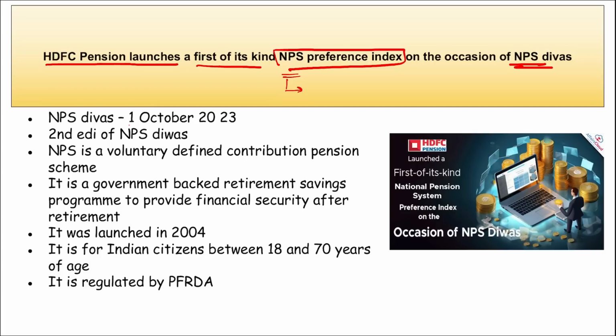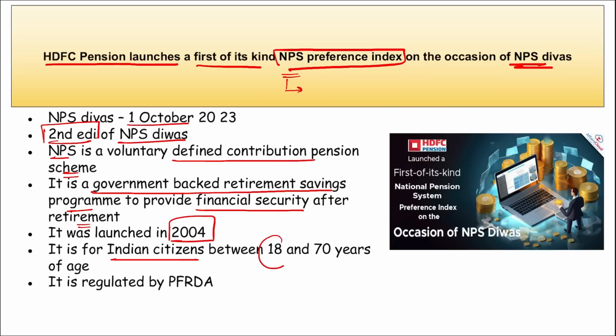National Pension System Divas. This National Pension System Divas is observed on 1st of October and this was the second edition of this NPS Divas. This was observed recently. Also remember, NPS is a voluntary defined contribution pension scheme. It is a government-backed retirement saving program to provide financial security after retirement. It was launched in 2004 and it is for Indian citizens between 18 and 70 years of age and it is regulated by PFRDA. Right?